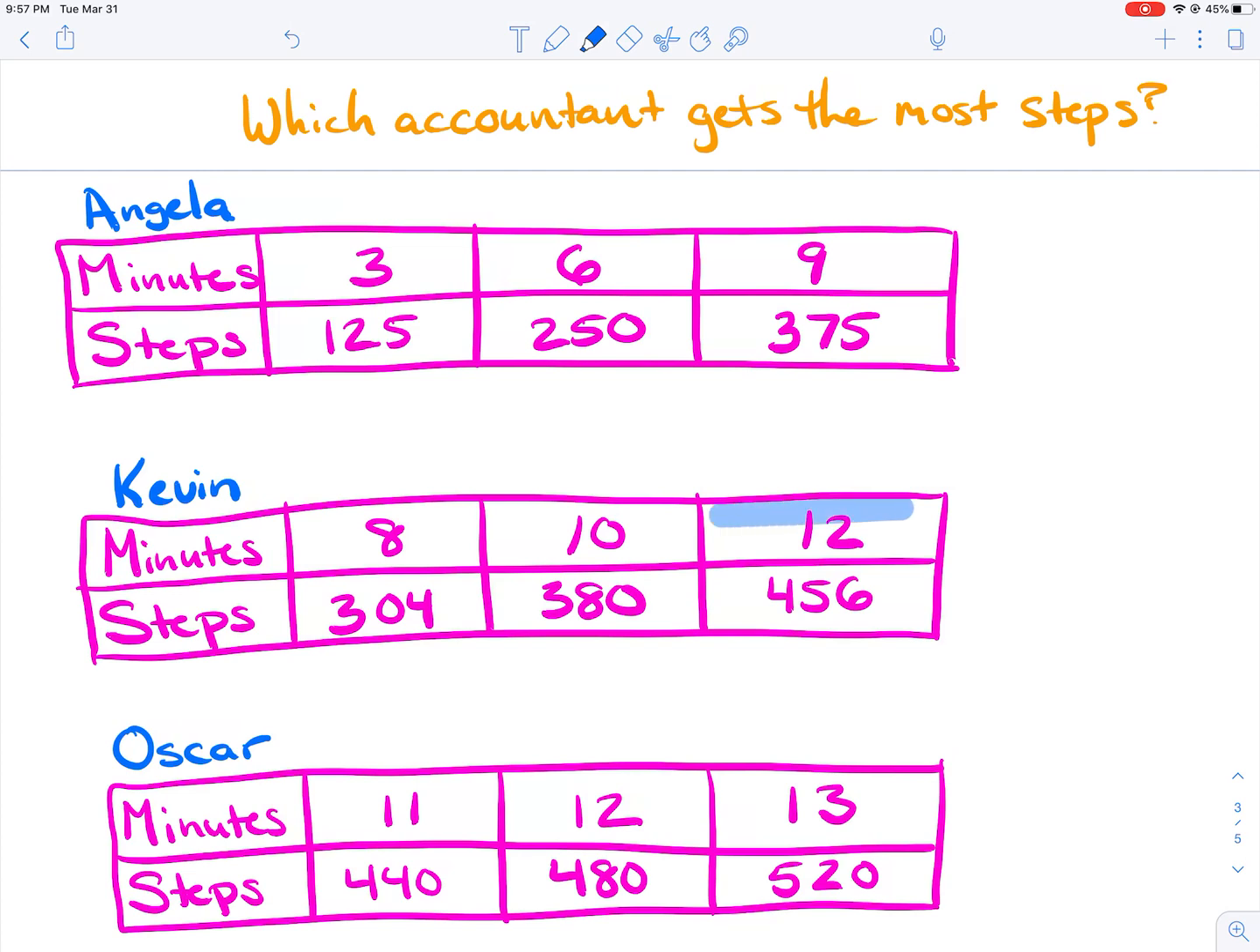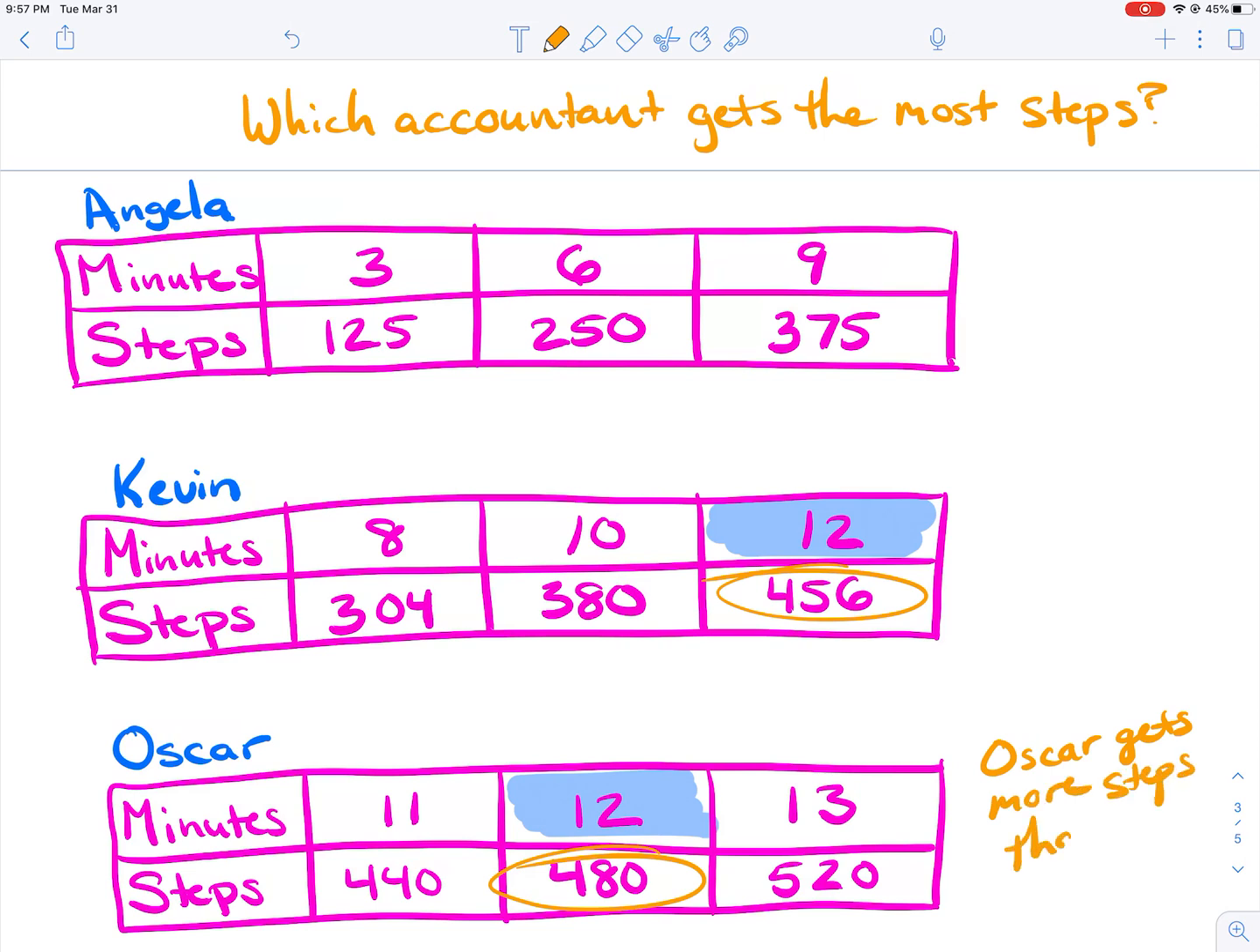But maybe you noticed that 12 minutes appears in Kevin's table and 12 minutes appears in Oscar's table. Unfortunately, Angela doesn't have 12 minutes appear in hers. But the good news is we can use Kevin's and Oscar's to compare. And we can see here that Kevin takes 456 steps in 12 minutes. Oscar takes 480 steps in 12 minutes. So therefore, Oscar gets more steps than Kevin.